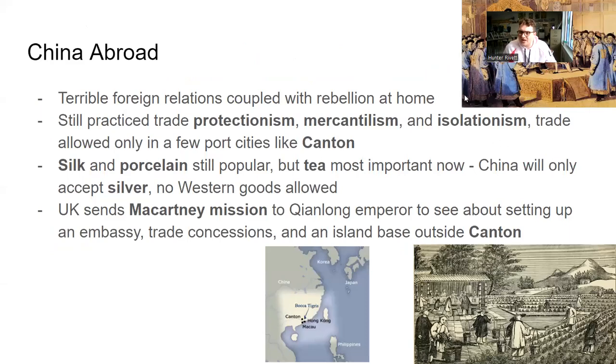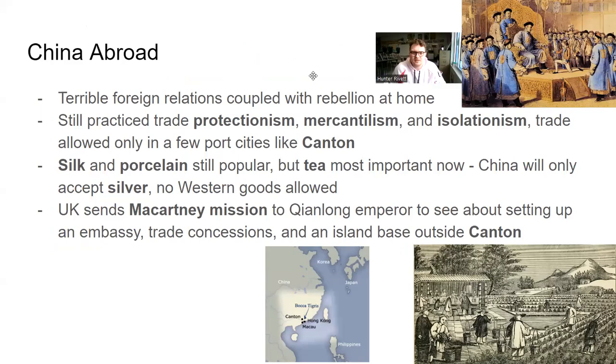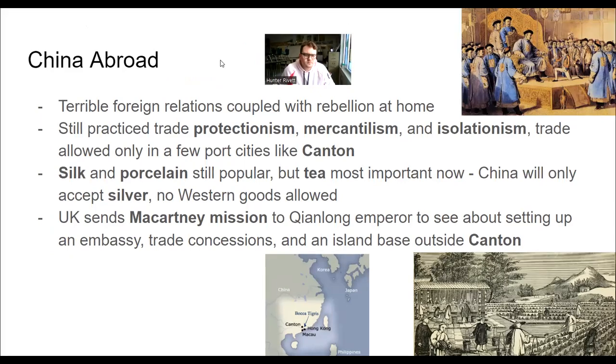But it was also taking L's at home. Not only taking L's at home, but also L's abroad. So not only do they have rebellion, but they also have terrible foreign relations. Of course, China is still practicing mercantilism and trade protectionism. If you remember last time when we stopped talking about China, they had instituted very isolationist policies, so they were closed off from the world. They could only trade at select ports, including Canton, the port you need to know. And there's that same map we looked at last time with Canton.